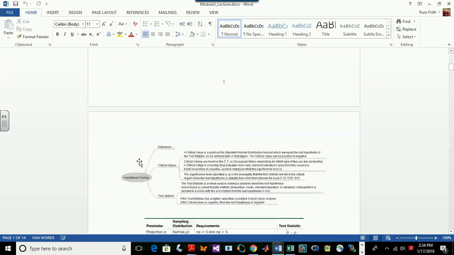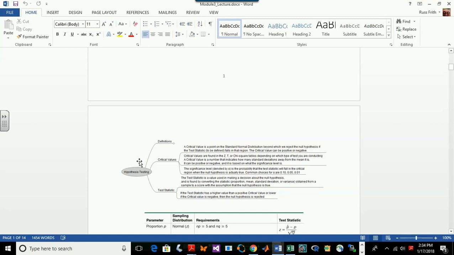Okay, so let's talk about test statistics. These are the things that you need to calculate. The test statistic is the value used in making a decision about the null hypothesis, and it's found by converting the statistic. The statistics we will work with will be the same as those from module 2. They'll be proportion, mean, standard deviation, or variance. And so the test statistic is found by converting the statistic obtained from a sample to a score with the assumption that the null hypothesis is true. Okay, so that's the test statistic.